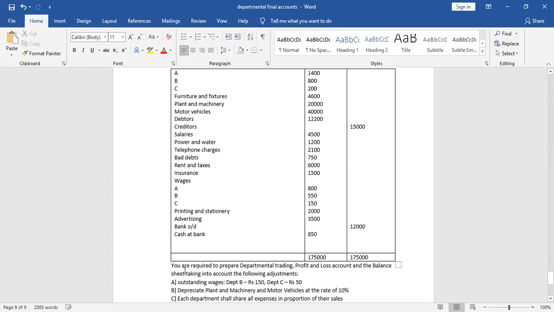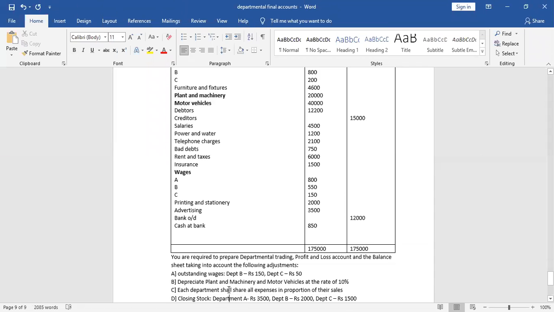You are required to prepare departmental trading and profit and loss account and balance sheet, taking into account the following adjustments. So wages, there is outstanding. Department B and C. B is 150 and C is 50. So there is an adjustment. Then plant and machinery and motor vehicle has to be depreciated at 10%. So we have to highlight plant and machinery and motor vehicle.